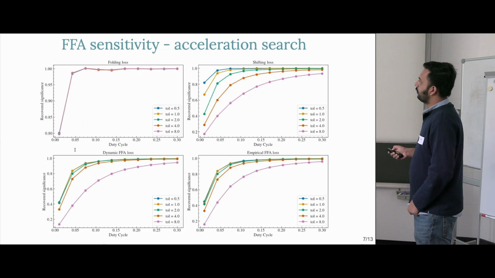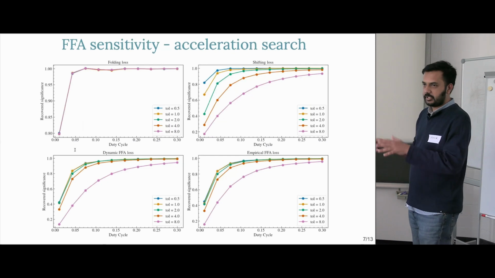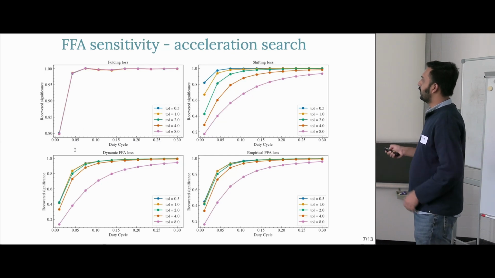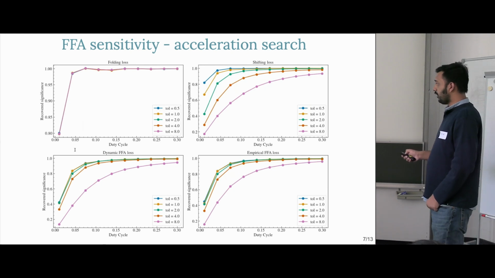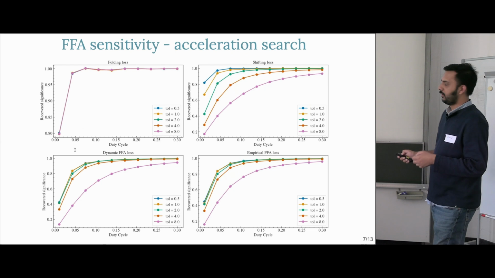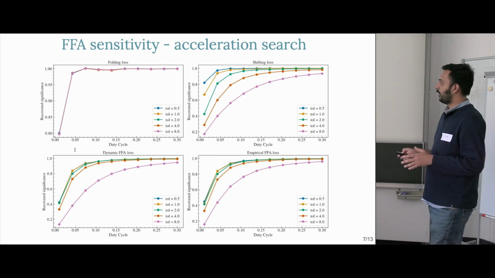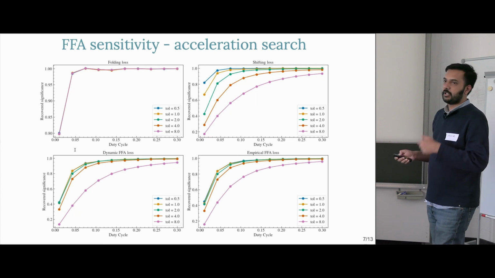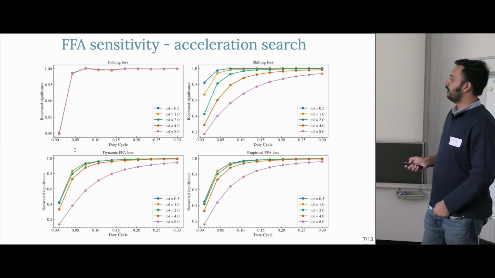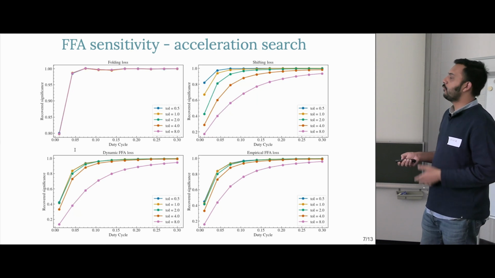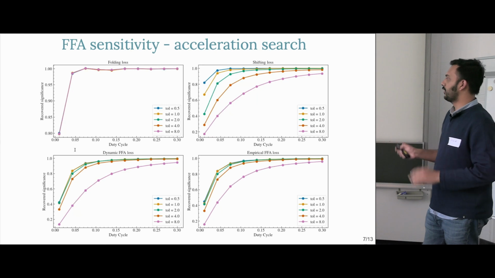So this is a plot of the FFA sensitivity for an acceleration search example. I have injected some pulsars, and the interesting plot is the last one. This is the recovered significance as a function of duty cycle, and the different curves are with different tolerance levels. With the tolerance level, I say that I'm okay to lose some sensitivity, so I will increase my step size by this factor, and that will improve my runtime. But I'm accepting losing some sensitivity.